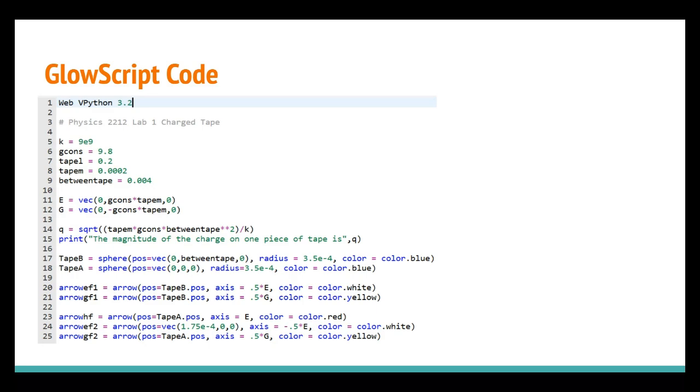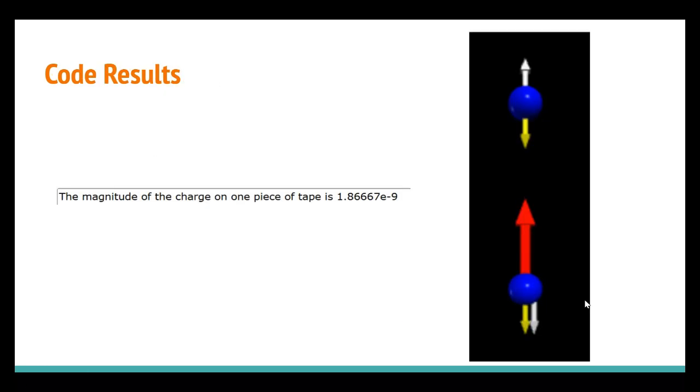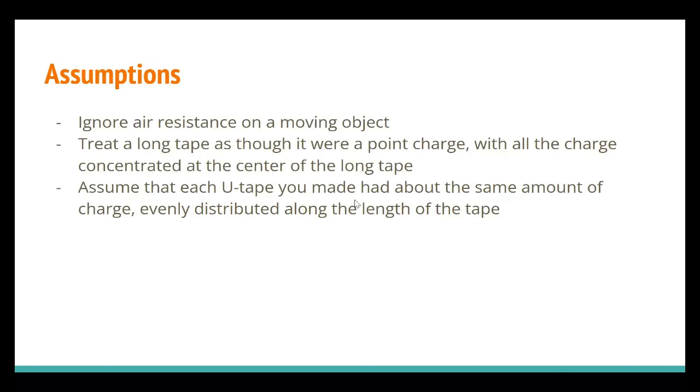Lines 17 through 25 are showing us how the tape would look in general with all the forces acting upon it. And we know that the magnitude, like we said before, is 1.867 times 10 to the negative 9.